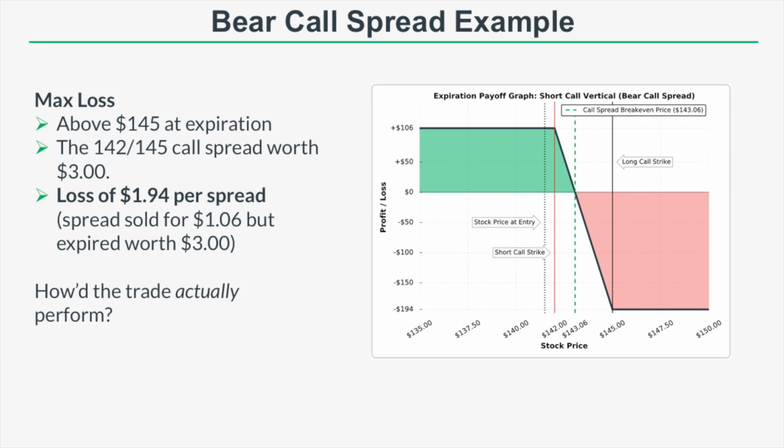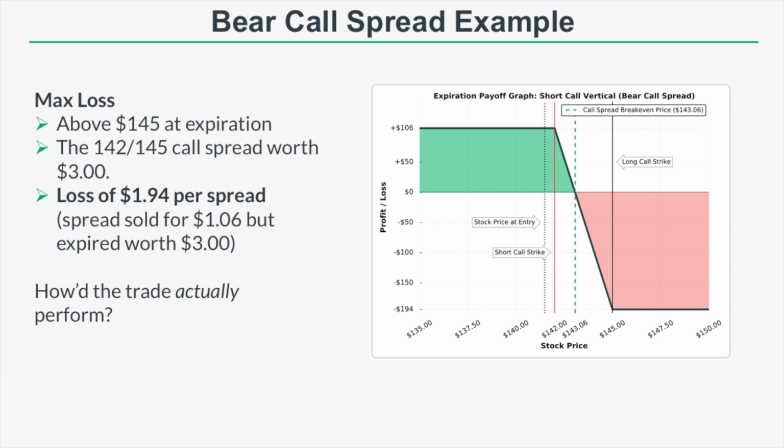Last but not least, the maximum loss potential occurs if the stock price is at or above $145 at expiration. And that's because we purchased the 145 call, so that is the point of maximum loss. So if the stock price is at $145 or $1 million at expiration, it doesn't matter. The short 142-145 call spread will be worth $3. Now, if you sell an option spread for $1.06 and its price rises to $3, then you'll have a loss of $1.94 per spread, which in actual profit and loss terms is $194 in losses per spread.